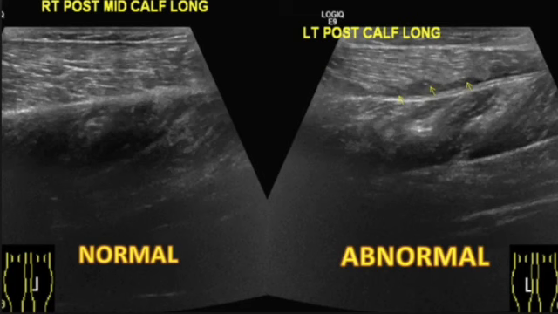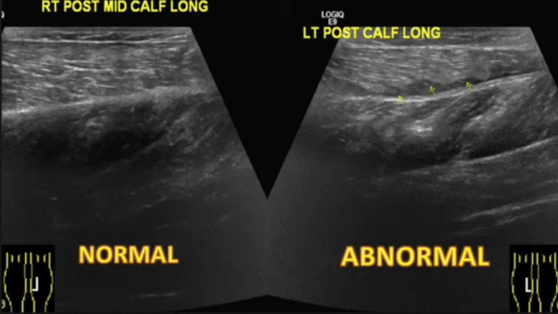So this is the gastroc. What we can see on the left-hand side is that there's a nice white line in the fascial interface of the gastroc. But looking at the right-hand side, we see a separation between that white fascial line and the actual muscle. So what's happened here is this is a partial gastrocnemius tear.